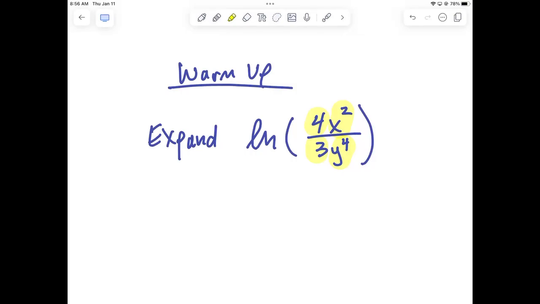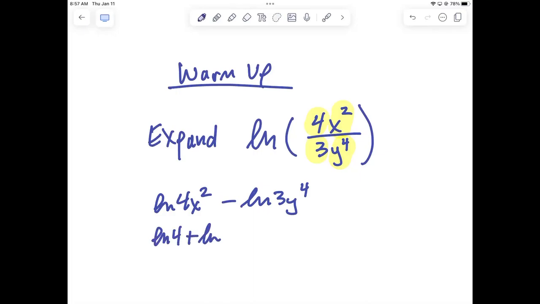So we have properties that allow us to expand quotients and to expand factors. Your first step might be to do this: the natural log of 4x squared minus the natural log of 3y to the fourth. Would you do that first, maybe? Yeah, because I can subtract the one on the bottom. Now I can focus on the top. There are two factors, so that's the natural log of 4 plus the natural log of x squared. And then here I get minus the natural log of 3 minus the natural log of y to the fourth. They're both negative on the last two terms because both factors are in the denominator. Okay, that's using property 2 and then property 1.